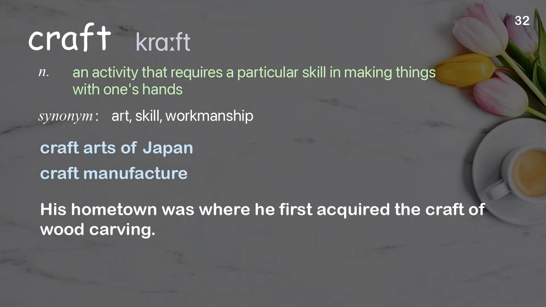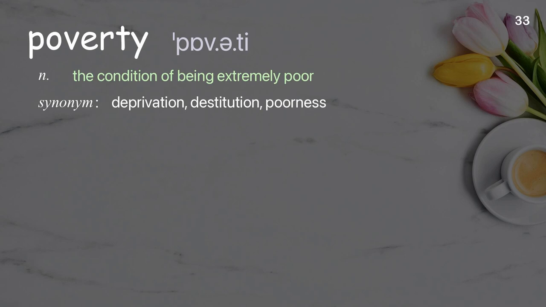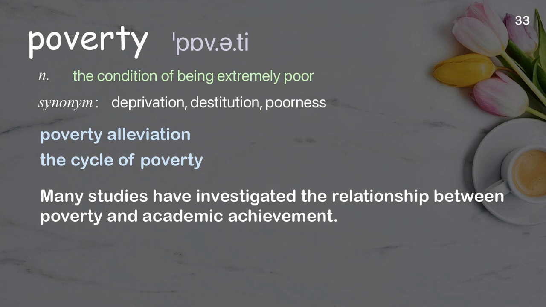Poverty. The condition of being extremely poor. Examples: poverty alleviation, the cycle of poverty. Many studies have investigated the relationship between poverty and academic achievement.